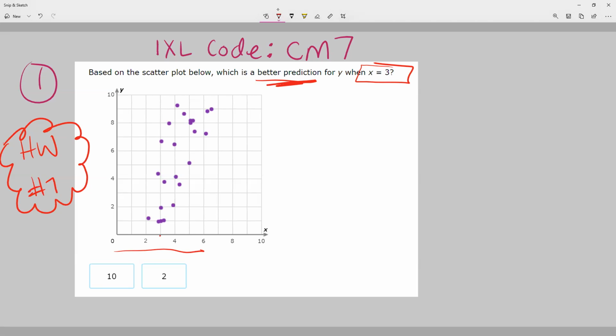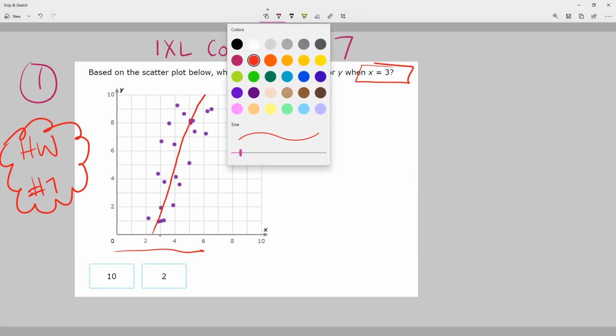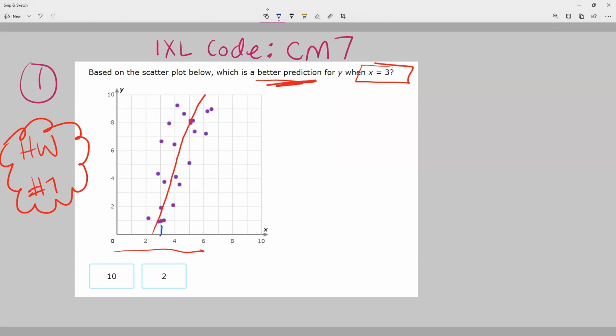And then what I'm trying to do is imagine that there's a line going through these points. It doesn't have to be exact, but the idea is that if I were to go to x equals 3 and look at that imaginary line, in what area would it cross that line? Which it looks like it would be down here at the bottom, right? And so I have an option of either 10 or 2, which 2 is here and 10's all the way up there. So obviously this point is a lot closer to 2. So my answer would be 2.